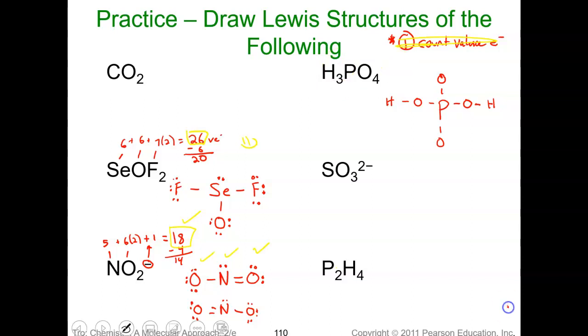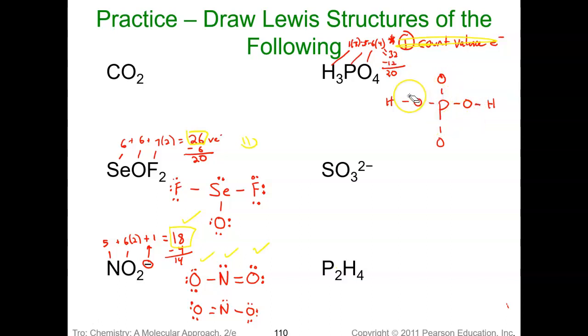So let's do our valence electrons. Hydrogen has 1 and there's 3 of them. Phosphorus has 5. Oxygen has 6 and there's 4. So add these up. Sorry, I know this is kind of a little crazy. This is 32. How many have we used? Let me do that in a different color. We've used 2, 4, 6, 8, 10, 12. So we used 12 valence electrons, which gives us 20 left.